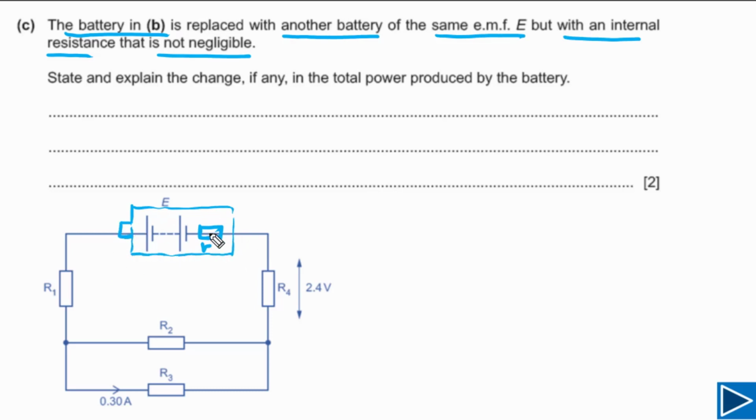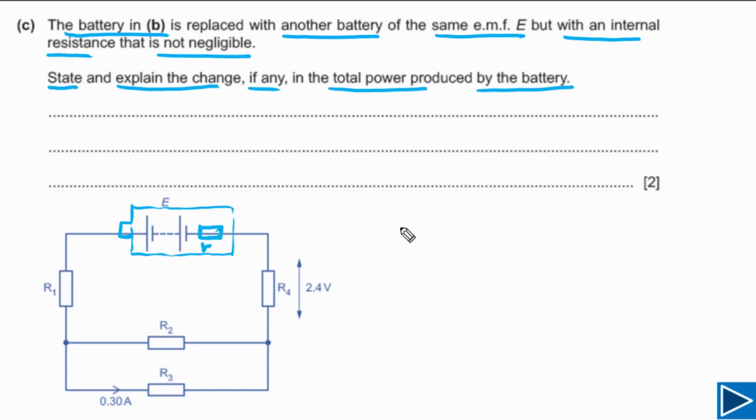So this is our battery and this is internal resistance. This is resistance of the battery itself. So that's the reason we call this internal resistance. Sometimes we also call this source resistance. Now the question is asking us to state and explain the change, if any, in the total power produced by the battery.